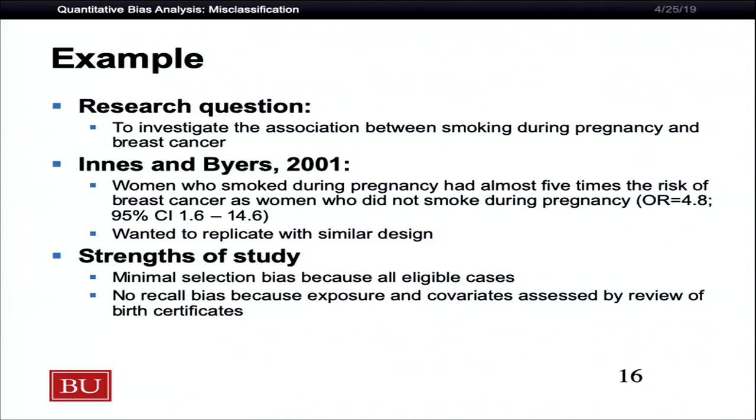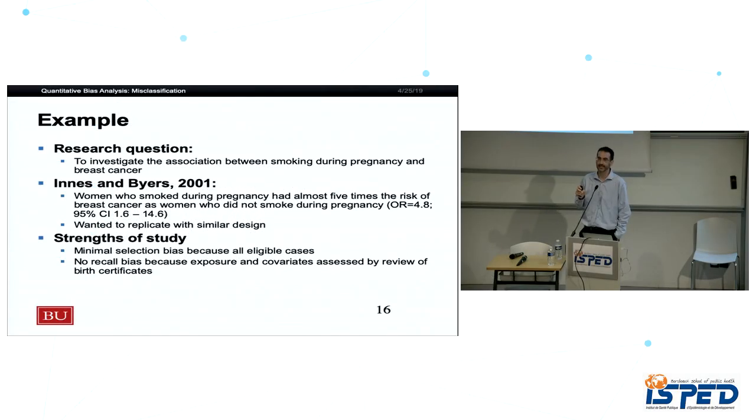And I'll use an example that comes from a colleague of mine, Aliza Fink, who worked, for her PhD, on the question of smoking during pregnancy and development of breast cancer. Smoking during pregnancy and subsequent development of breast cancer. The reason she was interested in this question was there had been a study that came out by Innes and Byers in 2001 in which they found essentially a fivefold increased risk of smoking during pregnancy and risk of subsequent development of breast cancer. And she wanted to repeat this study using similar methods, so a case control study design, to see if she could, in fact, replicate their findings.